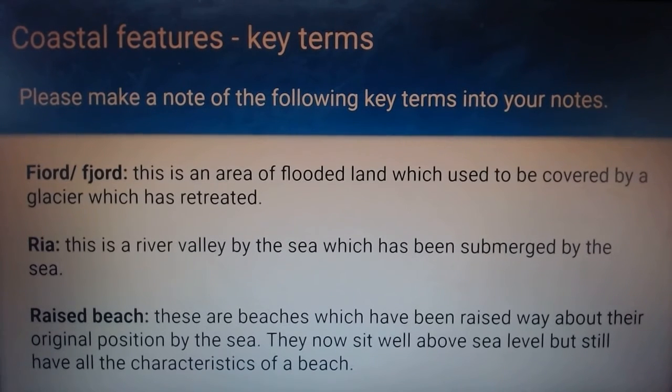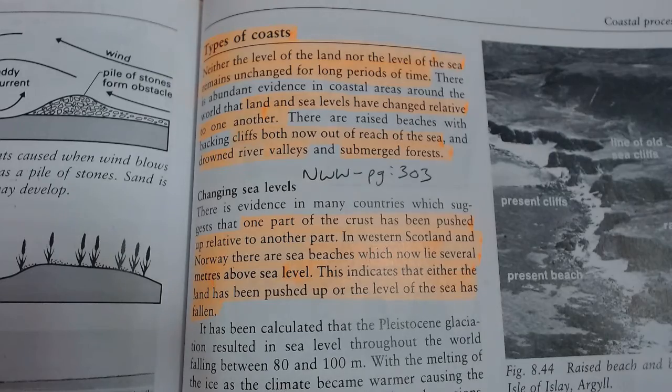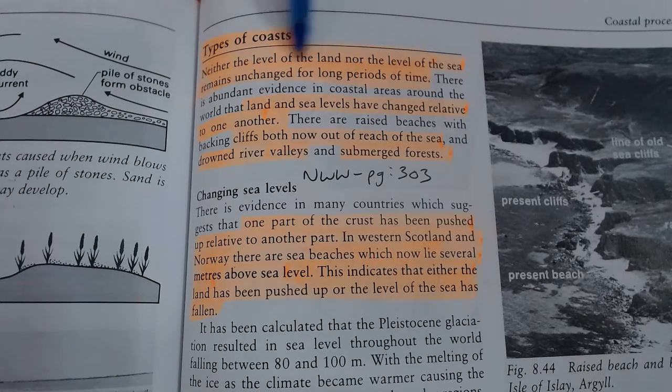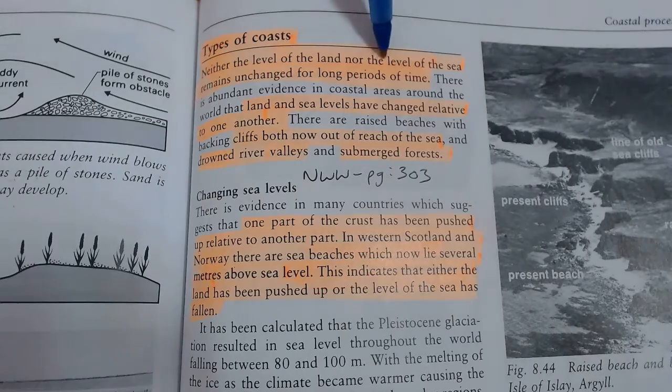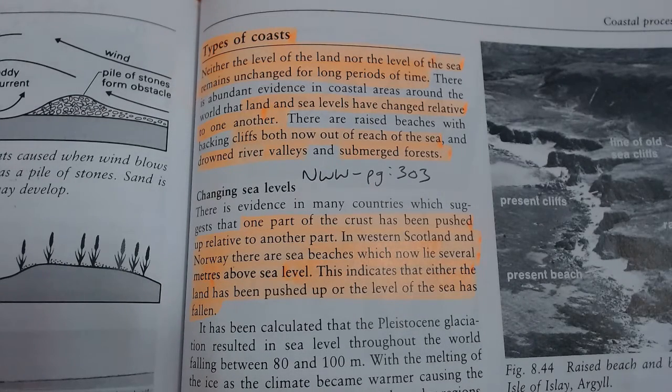We're going to jump over to Bunnet, page 151, okay? So top of page 151. We're just going to look at some types of coasts. Neither the level of the land nor the level of the sea remains unchanged for long periods. Remember that word dynamic. Coasts are constantly changing. You've got that moving factor, which is the ocean, and then you've got that very varied factor, which is the coastline. They can be made of different types of rocks, different strengths of rocks. There can be all sorts of things, the level of weathering involved, and so on.